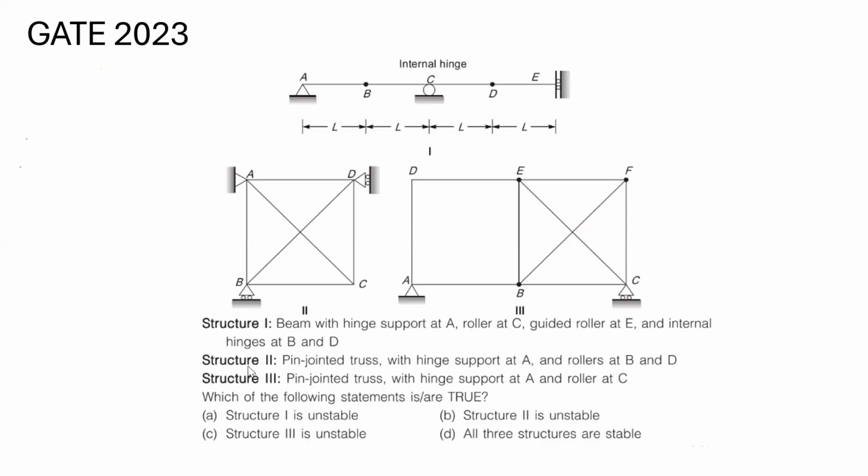What they have asked: which of the following statements is or are true? Statements may be true or false. Structure 1 is stable. Structure 2 is stable. Sorry, structure 1 is unstable. Structure 2 is unstable. Structure 3 is unstable. All three structures are stable.